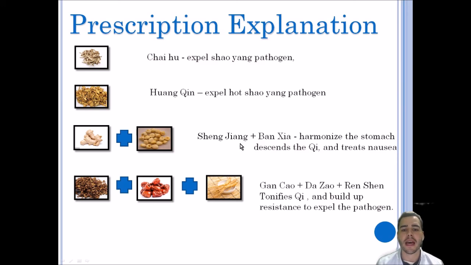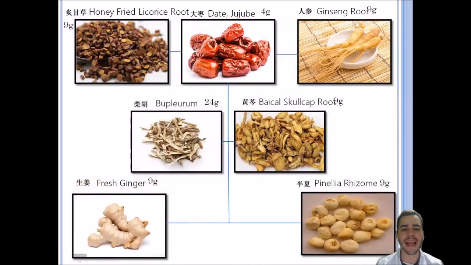In this case, we are going to use it to harmonize the stomach qi, so we are going to make the qi descend. It's for patients that present nausea. Usually when you have this kind of syndrome, the patient experiences nausea. If they don't experience that much nausea, we can use 6 grams, but if it's too strong, we can use up to 12 grams.